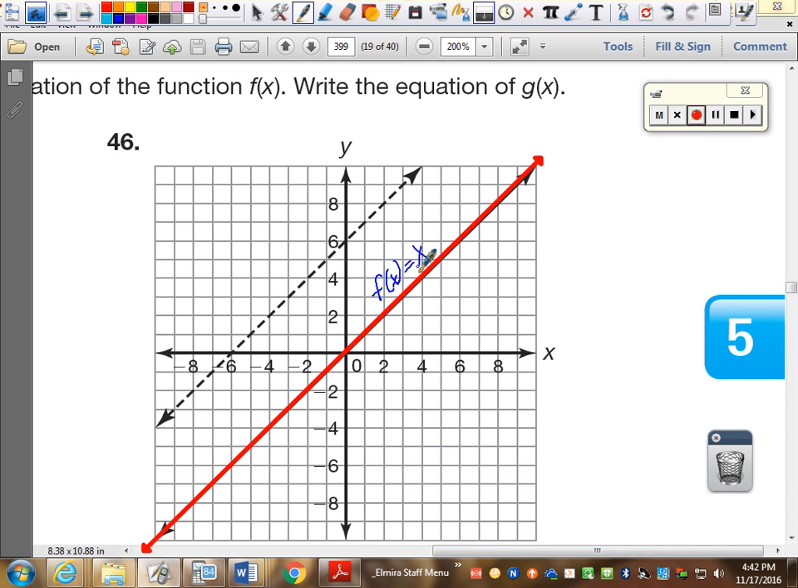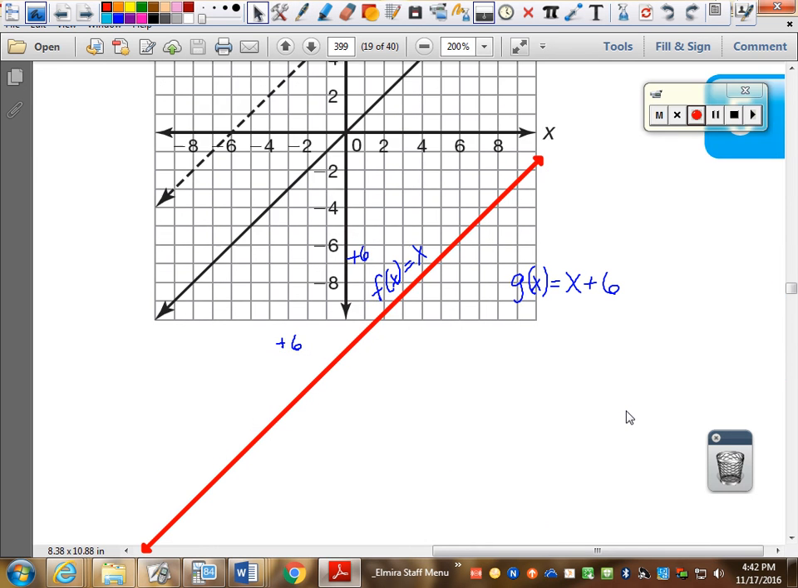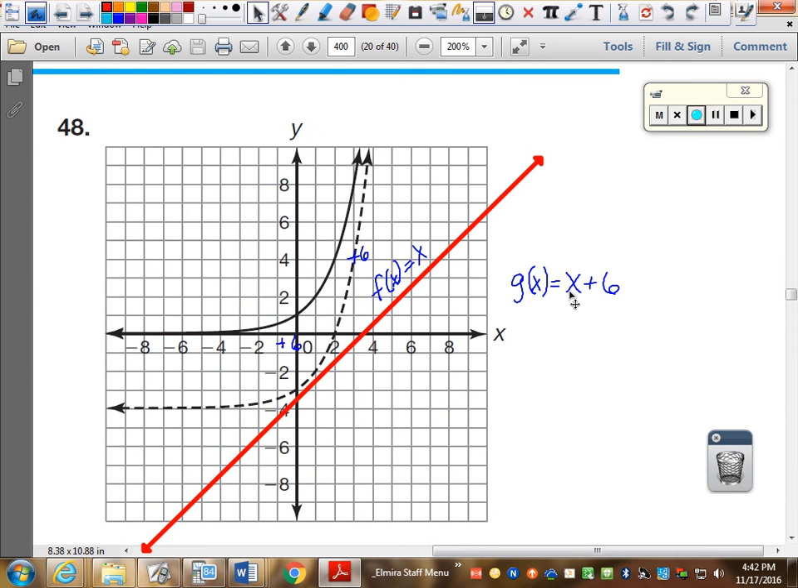Well, moving up 6 would be plus 6, and moving left 6 would be plus 6. So it's plus 6 either way, and if you're adding 6 to just the x, okay, that's g of x equals x plus 6. Or if you're adding 6 to the entire function, well, x is the entire function. So you get the same thing either way. So that one, it's kind of a weird way to ask it. Weird question to ask. But it becomes much easier on the second page.